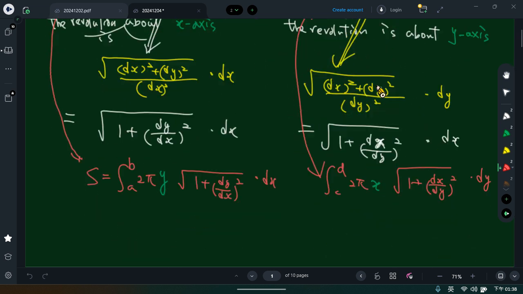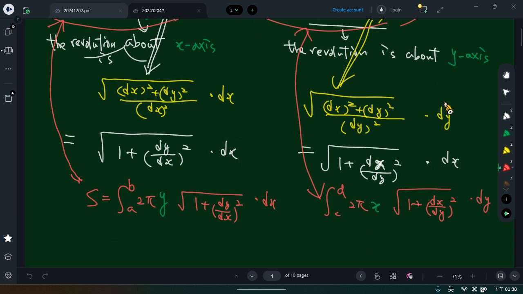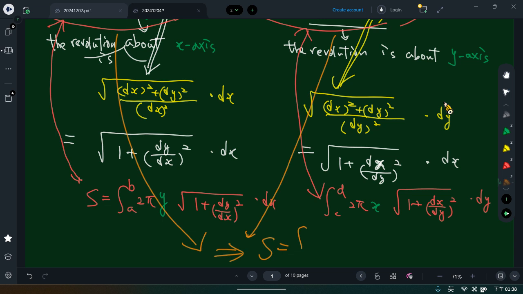Okay? So with this, we can even reduce the form for these two, no matter this one or this one. Finally, you just need to memorize that S should be the integral of 2 pi times radius times band.